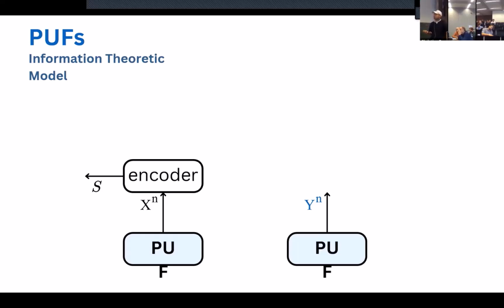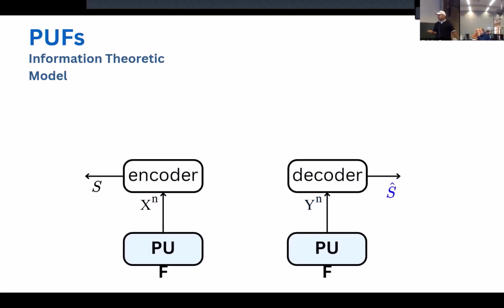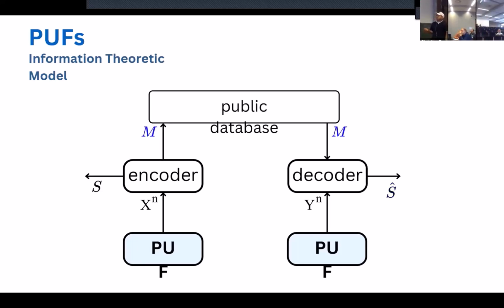So Yn, you can consider it to be Xn with some error. And then we use a decoder to get the estimate of the secret key S. And in order to error correct, we also consider a public helper database M, also generated alongside the secret key in order to error correct later, so that S hat and S are almost close to each other. So this is a particular protocol of generating secret key out of PUF.